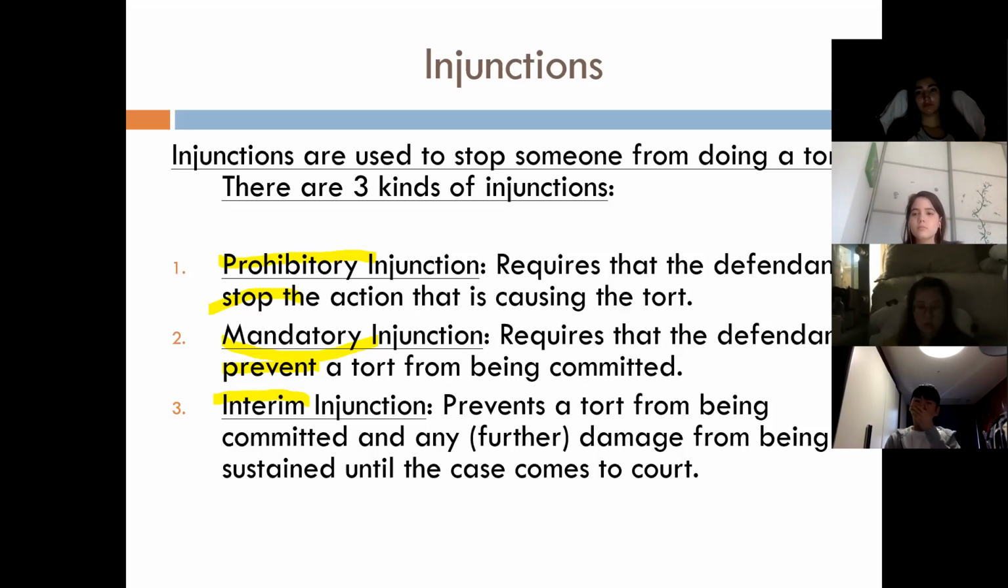So an interim injunction you can get very quickly to just stop someone for now if they're doing something where money is not going to fix the problem. Any question on that?